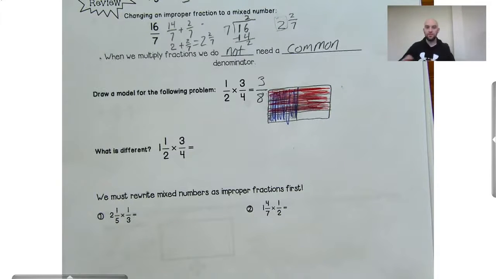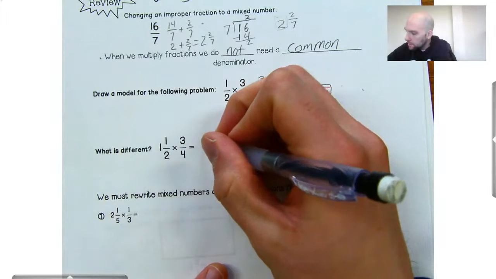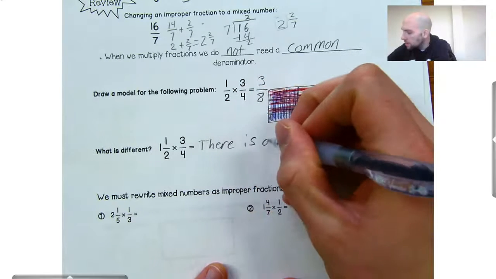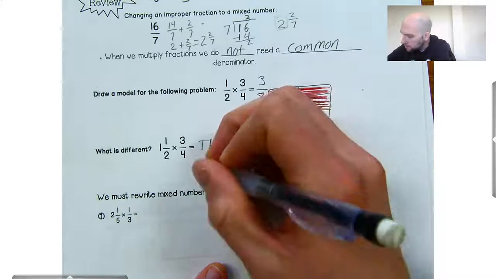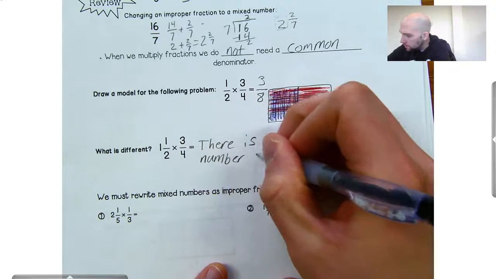Now, what is the difference with this problem right here? The difference is we have a mixed number involved. We no longer have two just regular fractions. We're going to have a mixed number. So there, I'm just going to say there is a mixed number being multiplied.